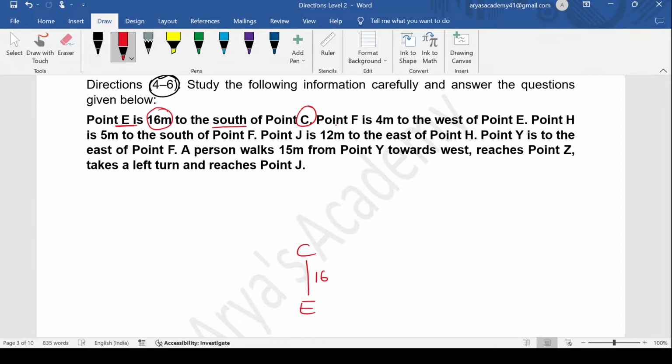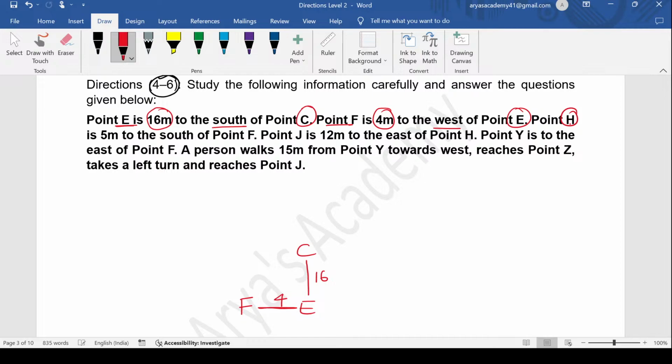Right? Then they are talking about point F. Point F is at what distance? 4 meters. In which direction? West. From which point? E. So from E, if you want to move towards west, you have to go to the left. So if you go to the left of E and what distance? 4 meters, then you will get another point which is actually named capital F, right?